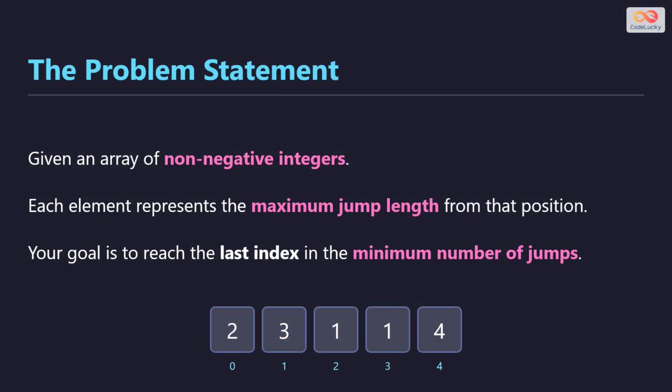Here is the problem statement. You are given an array of non-negative integers. Each number in the array represents the maximum length you can jump forward from that position. Your initial position is the first index of the array. The goal is to reach the last index in the fewest number of jumps possible.